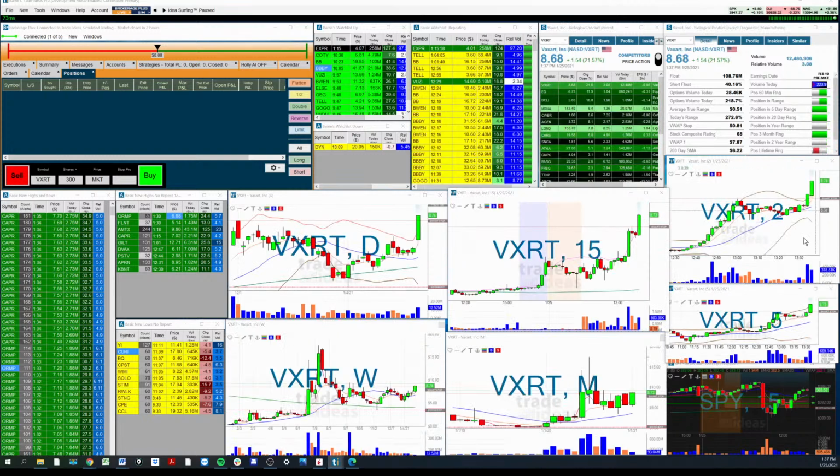VXRT, guys, is another one. I'm sure it's going to get close to the top of a channel somewhere. So VXRT, it is shortable, for me at Interactive Brokers anyway.